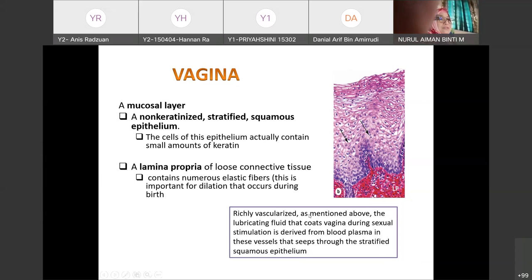It is richly vascular, as mentioned above. The lubricative fluid that coats the vagina during sexual stimulation is derived from blood plasma in these vessels that seeps through the stratified squamous epithelium. So you can see this full layer is just like your skin layers, stratified squamous non-keratinized. You don't see keratin, the nucleus is still present. Kalau ada pun very small amount.